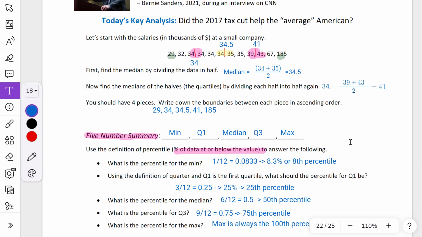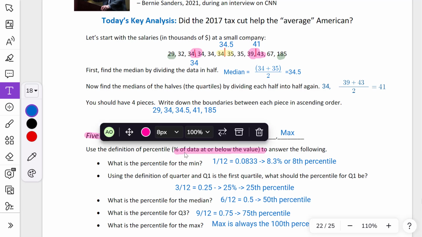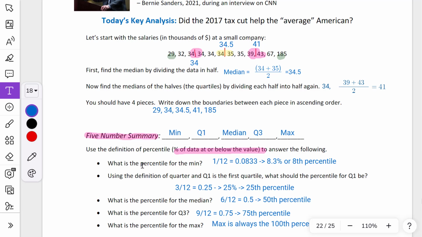So use the definition of percentile as, and notice they're telling you which definition to use because there's actually more than one running around. Good news is we're not going to give you a question where you're like, oh, which one am I supposed to use? Okay. So use the definition of percentile, which is percent of data at or below the value, to answer the following. What is a percentile for the min?